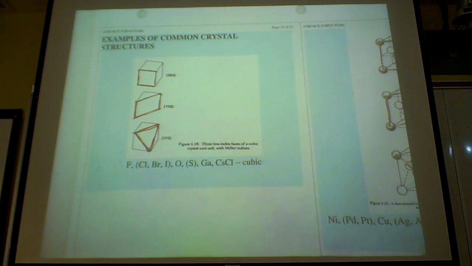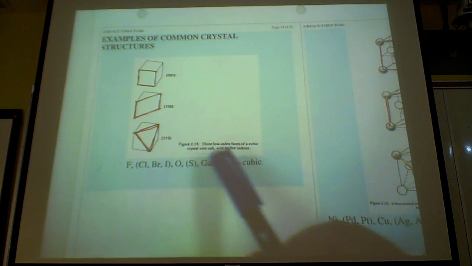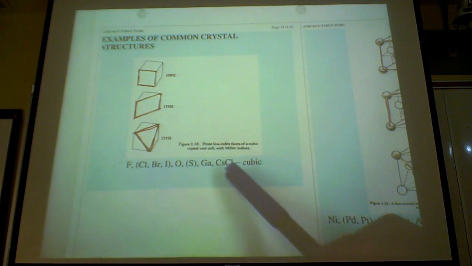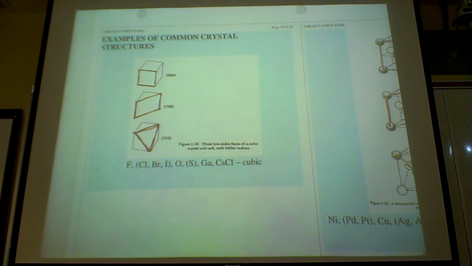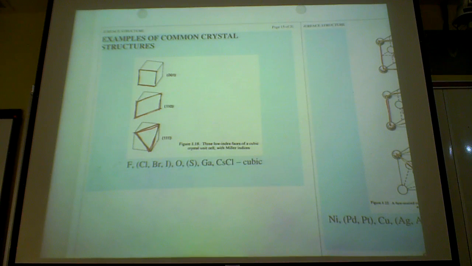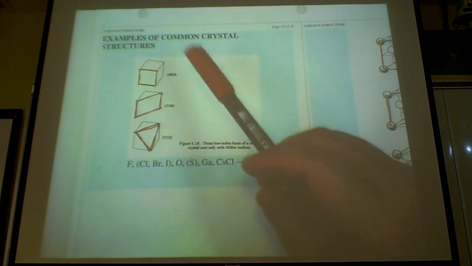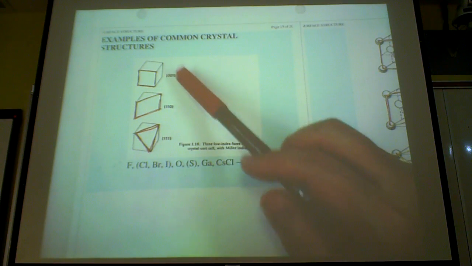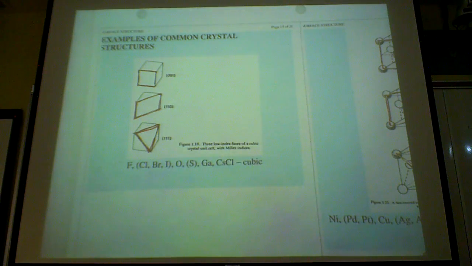Gallium is not a transition metal. You find cubic structure in salts, like cesium chloride, for example, and in oxygen, sulfur, halogens; these are all cubic structures. You freeze all your gas into atoms like this. And of course, these are the three planes. This is the 001, or it's the 100 plane. 100, right?